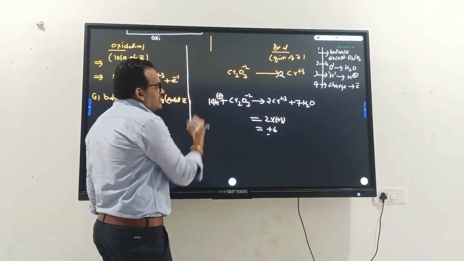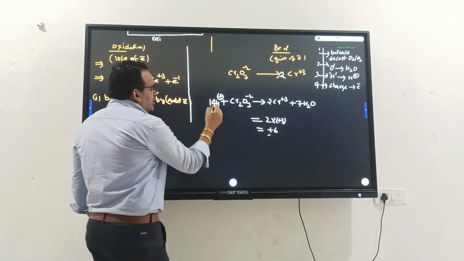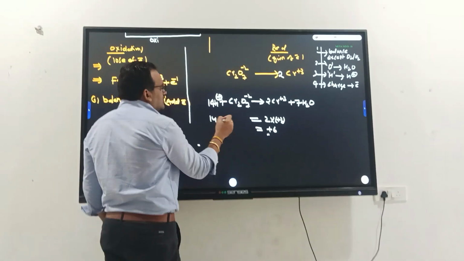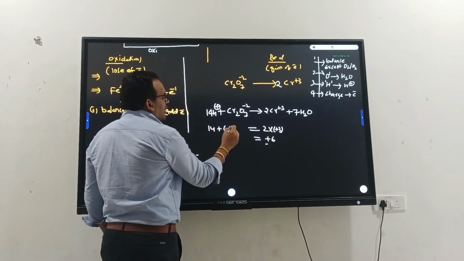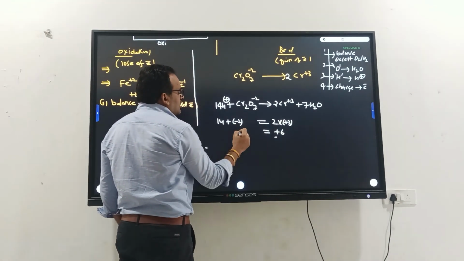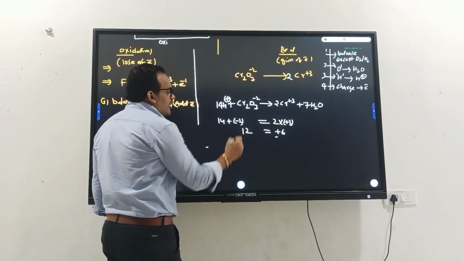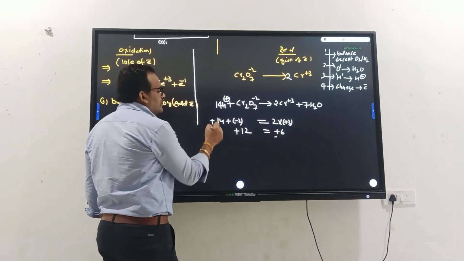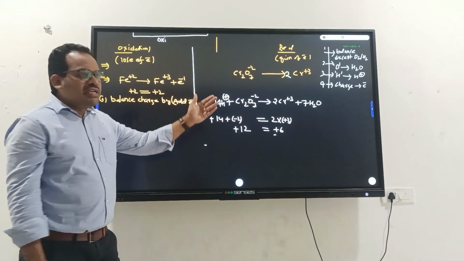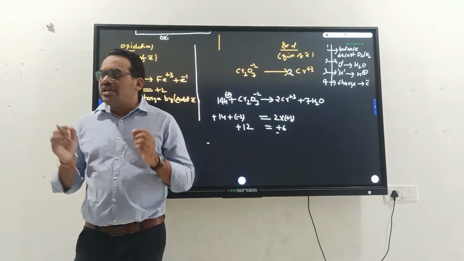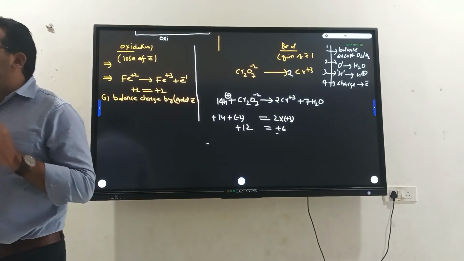Now what about the right side, children? Here 14 positive charge. How much negative charge, children? Minus 2. Total how much charge is there? Plus 12. So how will you balance the charge, children? Charges are balanced by electrons.